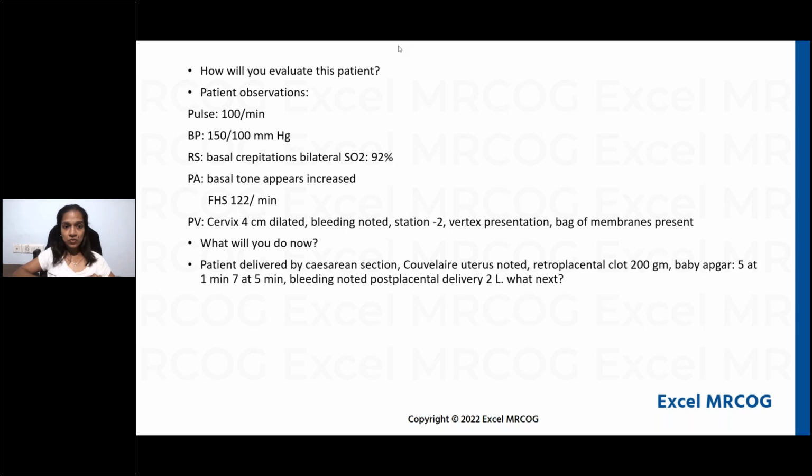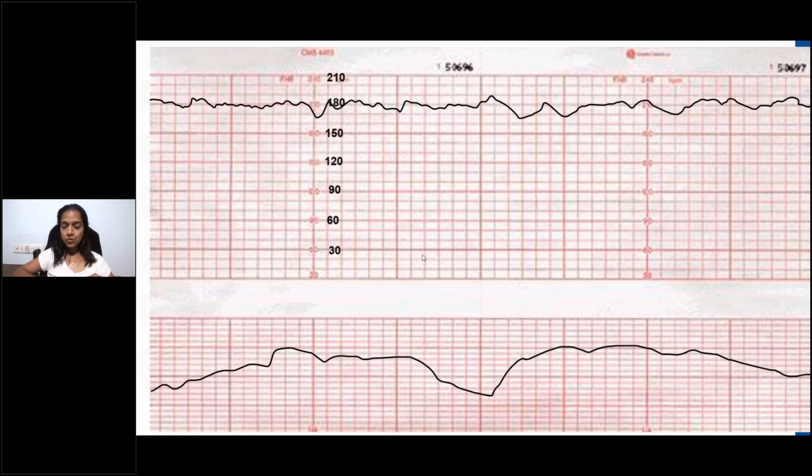Okay, so this was the CTG, which is showing baseline tachycardia, and there are dips. This is the baseline, okay, which you can see, that is 180 would be the baseline. So even if there is a fetal heart dropping from baseline 180 to even 140, it is still considered as a deceleration, although it is in the normal range. Okay, so that's important to remember.